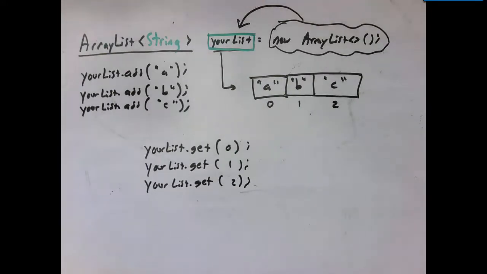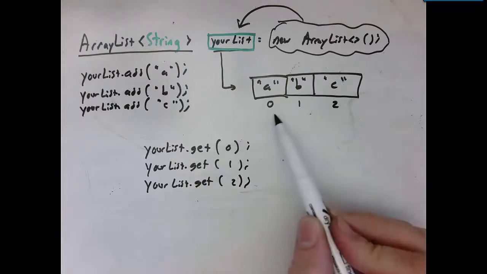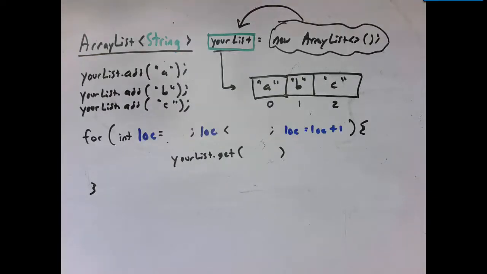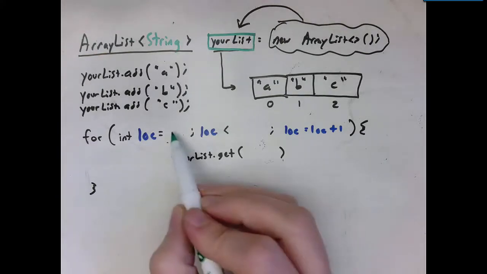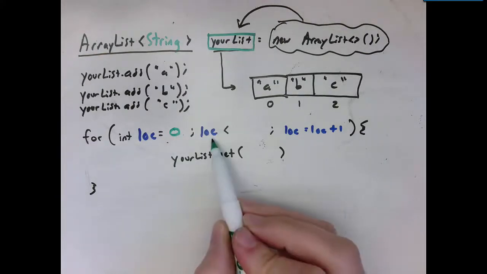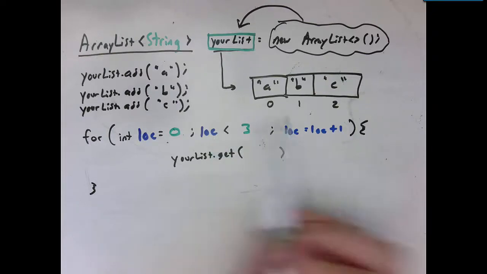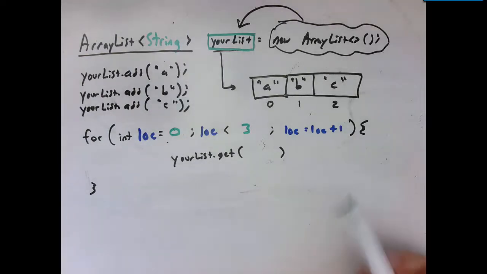So if I wanted to get every single thing out of the list, I could have one get statement for each thing that I want to access. So here I'd get location 0, and then location 1, and then location 2. But what if you have a million things in your list? That's what you'd want to use a loop for. So with a for loop, I'm going to create a variable called lock. And lock is going to start at 0, and it's going to keep going as long as it's smaller than 3. So that means the biggest thing lock will ever be is 2. And each time I go through the loop, I'm going to add 1 to lock.